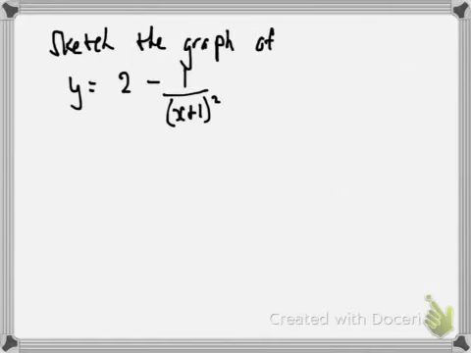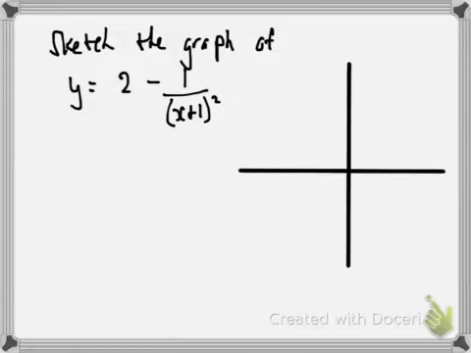Okay, sketch the graph of 2 minus 1 over x plus 1 squared. Let's just draw a quick sketch of what it might look like, and before we go and find all our key points, put in some asymptotes as well. So the asymptotes are going to be -1, since it's been moved 1 place to the left, and it's been moved 2 places up.